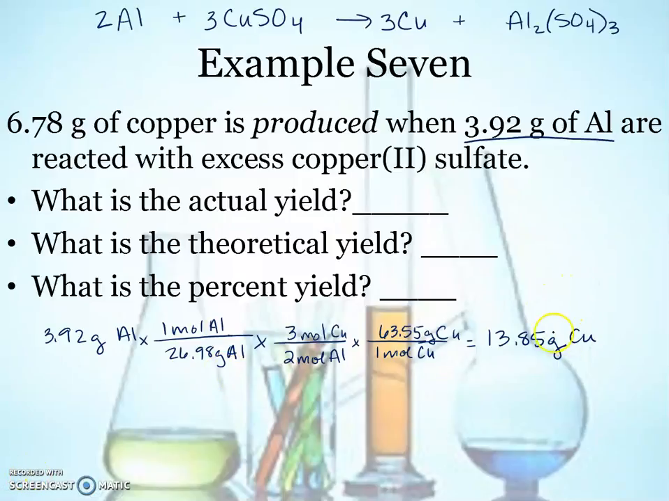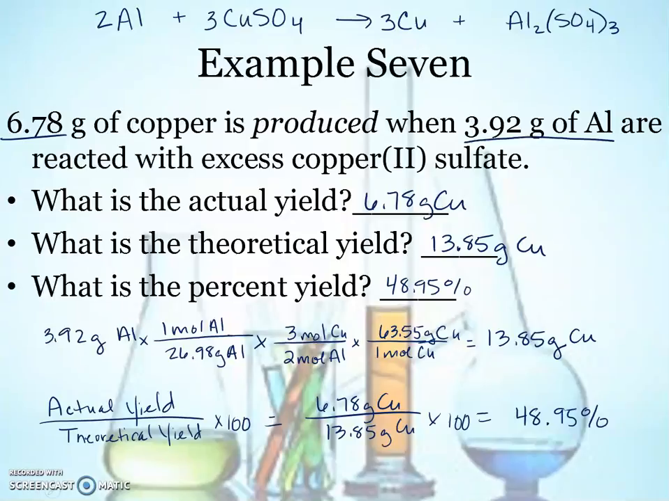All right, so this is what you should have gotten. This is our theoretical yield, which is 13.85 grams of copper. That's what you should make. What we did make in the lab was 6.78 grams of copper. And then we have to figure out our percent yield. So actual over theoretical times 100. All right, so actual over theoretical, we make about 49% copper. That's not really a good yield, so it's not really a good reaction, and we need to find a new one.